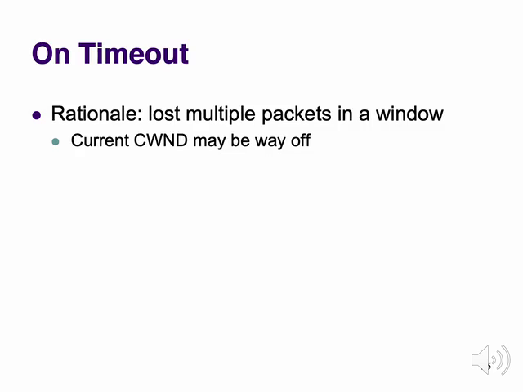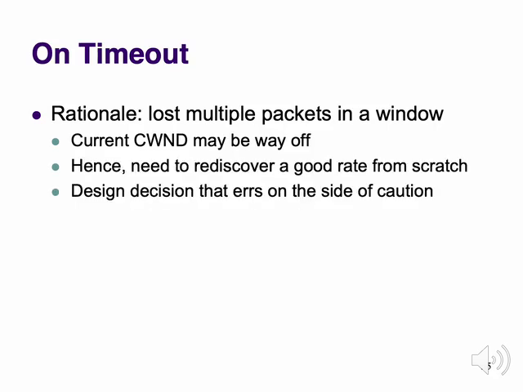There's multiple reasons this might be the case. It could be you had some other competing flows that suddenly came up. It could be that you had a routing change and your bottleneck link is no longer the same. Any number of reasons. The sender doesn't know. All it knows is that it lost a whole bunch of packets, and so it's unsure whether the current value it has for CWND is any good. And so the particular design choice that TCP made was to say, I'm going to throw this CWND value out and restart. So I'm going to rediscover a good rate from scratch.